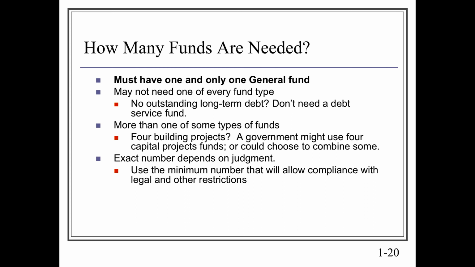How many funds are needed then? Each government must have one and only one general fund. However, it may not need one of every fund type. In some cases, it will need more than one of just some types of funds. If it has four building projects, for example, it might use four capital project funds or just choose to combine all four in one fund. Thus, the exact number of funds depends on judgments.